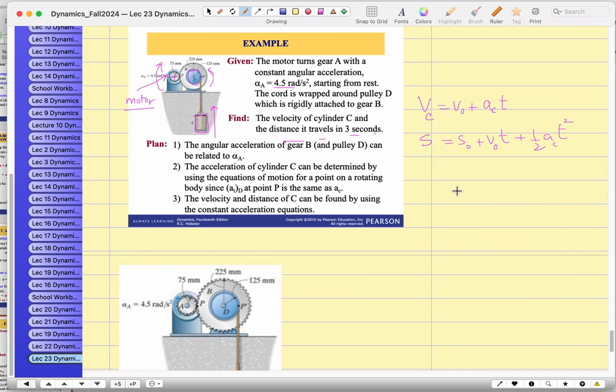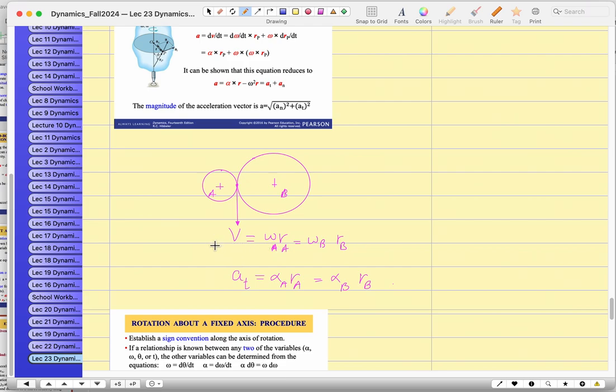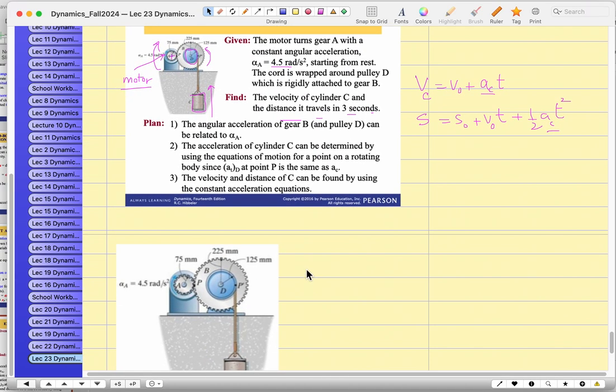This is what we have to do, but we are not given directly the acceleration of block C. But we have understood that at the meshing point, this is the trick, the velocity is common and the acceleration is common. So I'm going to use this formula here. The velocity equals omega A R A at the meshing point. This velocity equals omega A R A equals omega sub B R sub B.